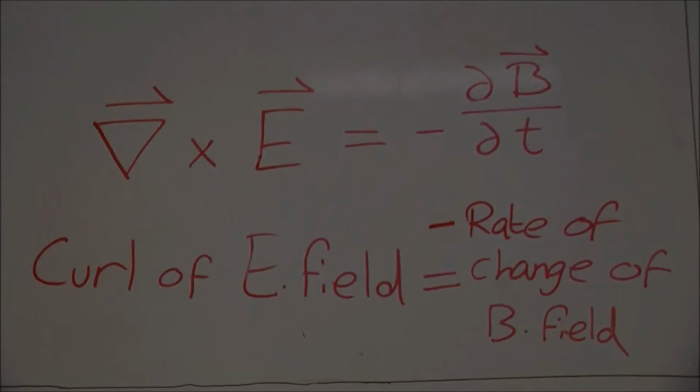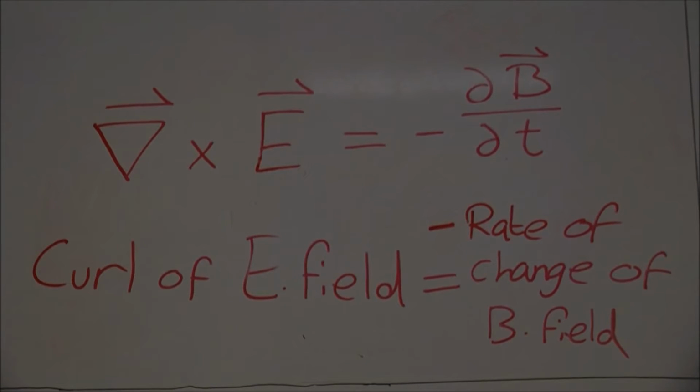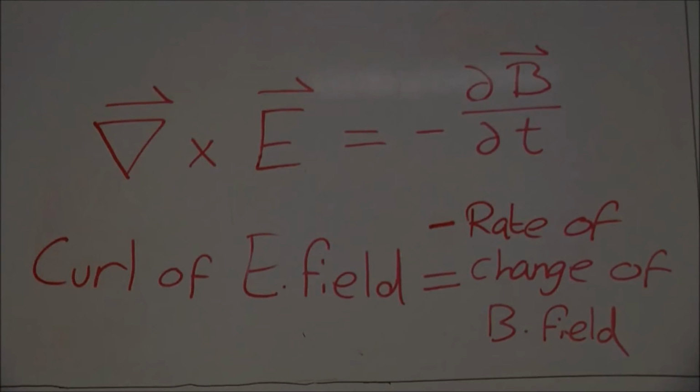Coming back to the equation, we see that the left-hand side is the curl of E. This means that the vector operator acts on the electric field E. The right-hand side is the partial differential of B, the magnetic field, with respect to time. Notice the negative sign in front of it, which is a consequence of Lenz's law.